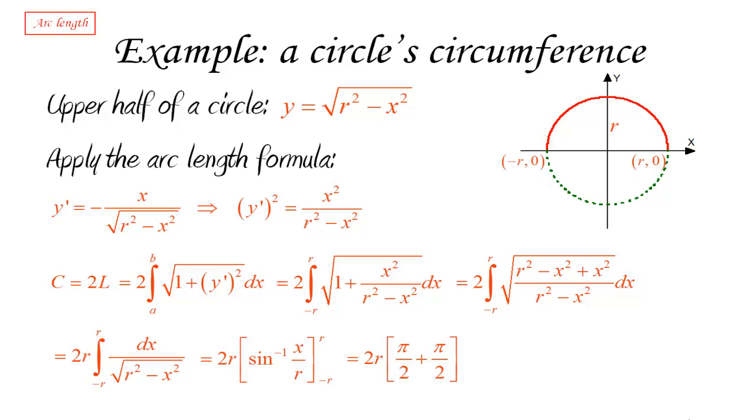So all of that becomes 2r times pi over 2 plus pi over 2, which together makes a pi. And yes, the circumference of the circle turns out, as expected, to be 2 pi r. So this is just a very simple example to check that the technique works and to show you how it works. Now let's see how we can apply this same technique in another couple of very important situations.